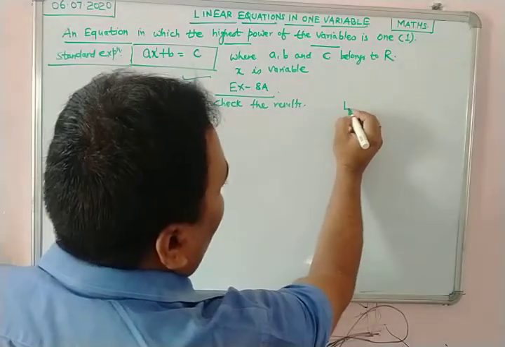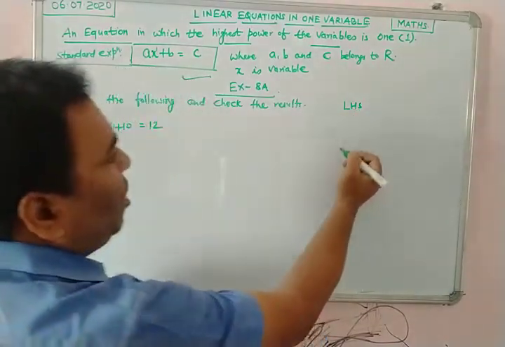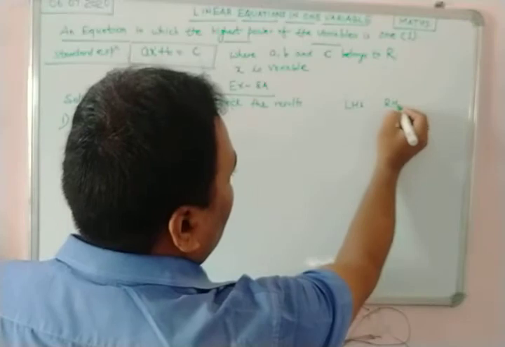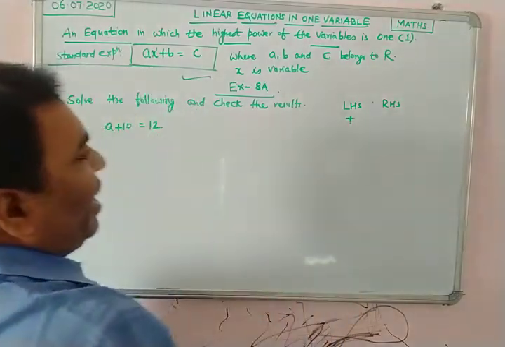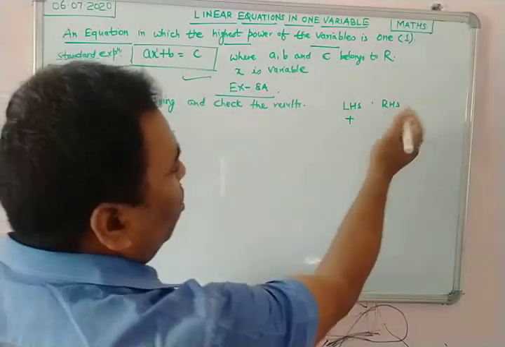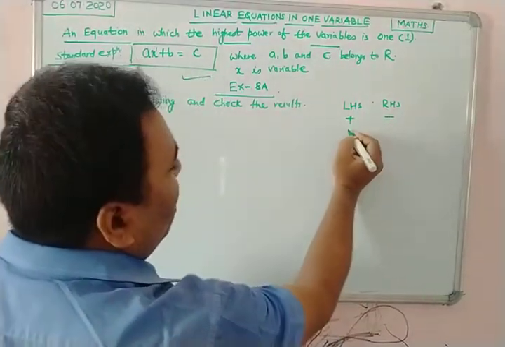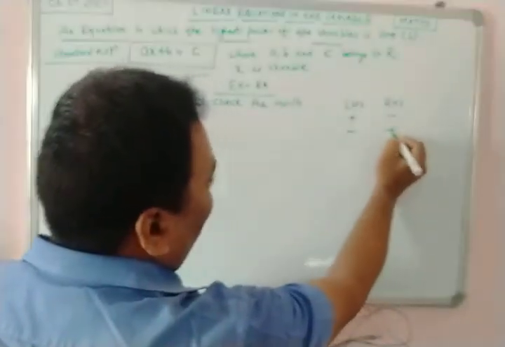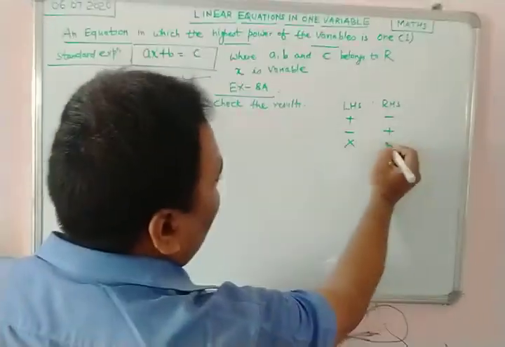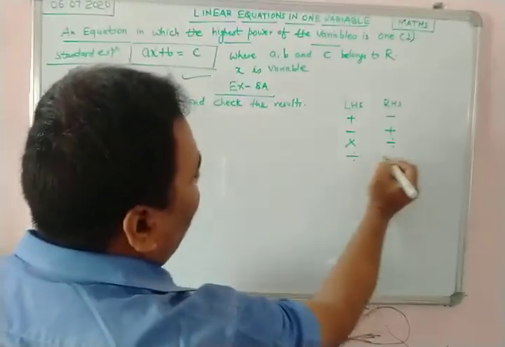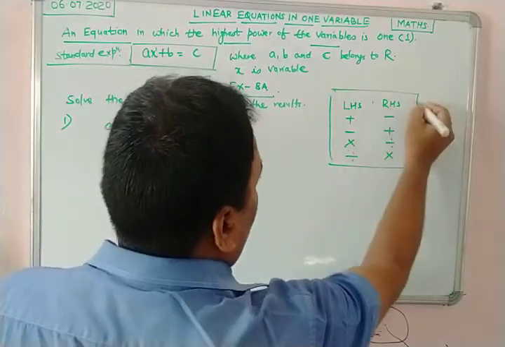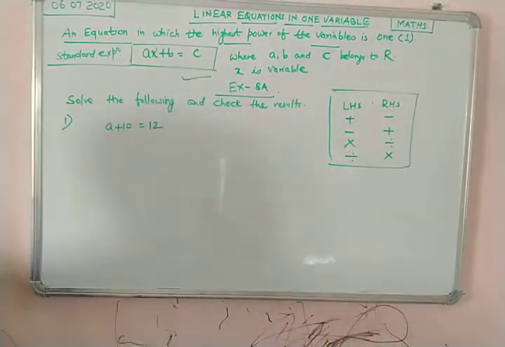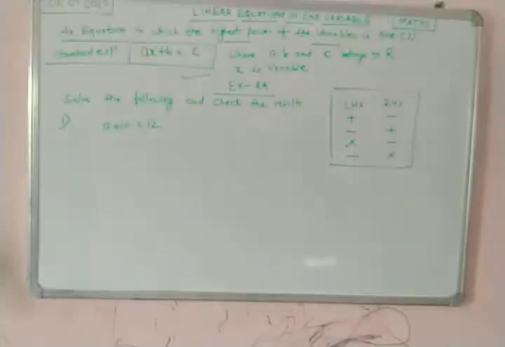In class 6 these things have been taught to you in the portion of algebra: whenever any plus sign is there, when it goes to RHS it turns into minus, minus turns into plus, multiply turns into divide, and divide turns into multiply. These are very basic rules we must have been informed of.